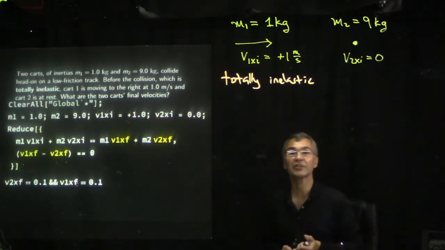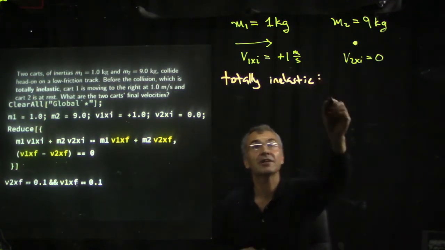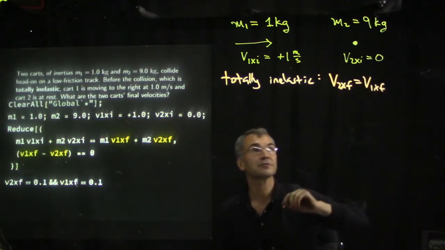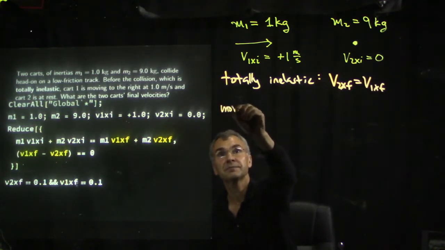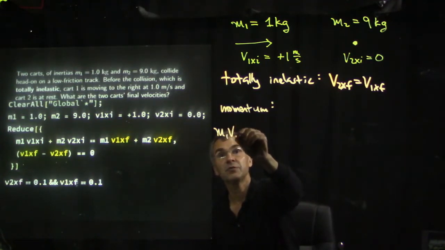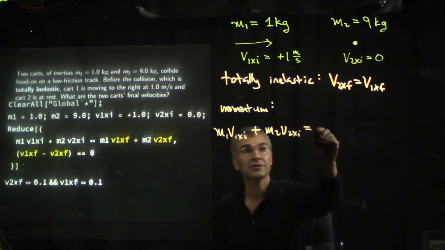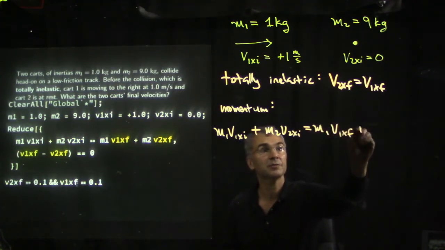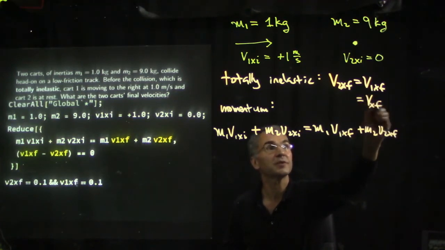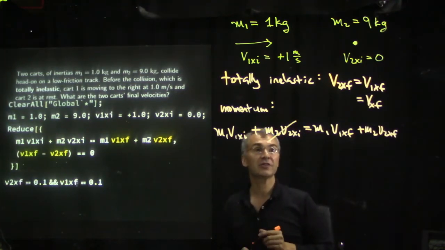My favorite kind of collision is totally inelastic because the math comes out so much more simply. So totally inelastic means that v2x final equals v1x final. Okay, so then momentum tells us that m1 v1x initial plus m2 v2x initial equals m1 v1x final plus m2 v2x final. But let's just call this vx final because it's the same. And you know this is 0 because v2x initial is 0.